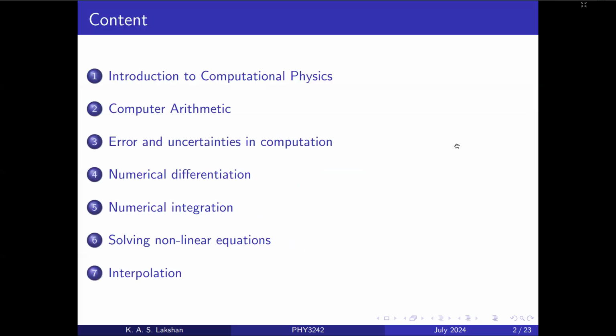These are the total content that we are going to discuss for this PHY 3242 Computational Physics course. First we will discuss what computational physics is and what we can do using it, basically an introduction. Then we'll discuss computer arithmetic, the number systems and how we can use them. When we are doing computer calculations, there is always a possibility for errors to occur, so we'll discuss those errors and uncertainties in computation.